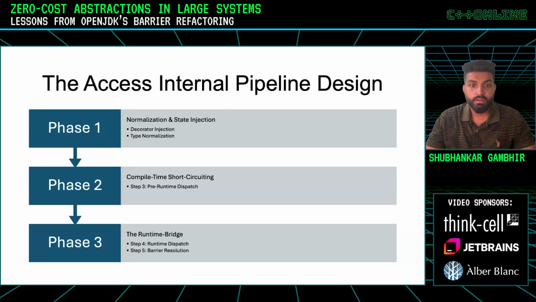Phase 2 is a compile-time short circuit. The compiler looks at the data it just gathered and asks, do I actually need the garbage collector? If the answer is no, it bypasses the rest of the pipeline and wires directly to the raw access. Phase 3 is the runtime bridge. If we do need the GC, we have to cross from compile-time templates into runtime JVM state. We do this using self-patching thunks. Let's start at the top of phase 1.